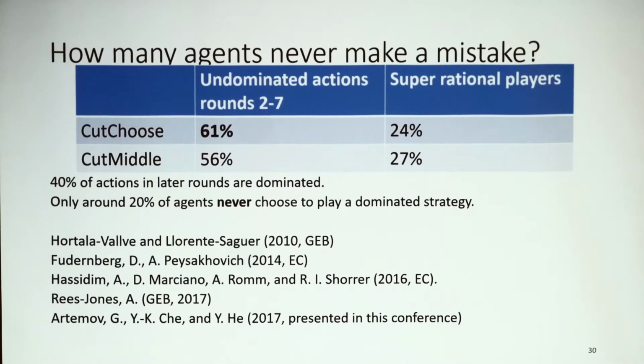And we look at the number of players that are supervisional. That means that they never make a mistake, they never play a dominated strategy. Only 25% of the players are supervisional. And we would like to understand better the types of mistakes that we observe. And this relates to a literature in the EC community and elsewhere that has documented that players fail to play the best strategies for them.